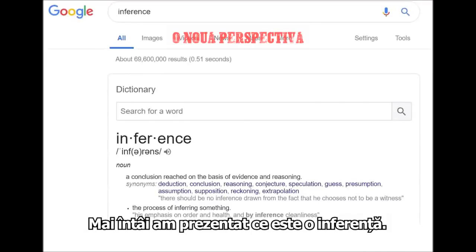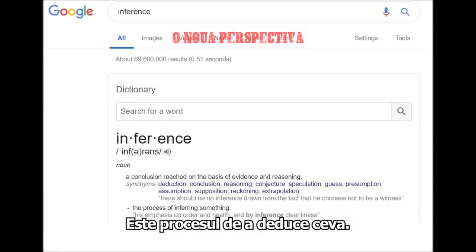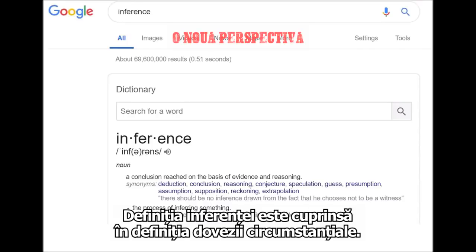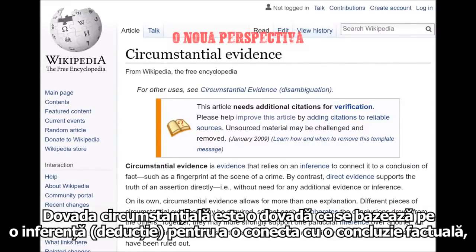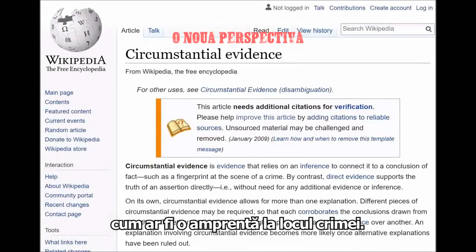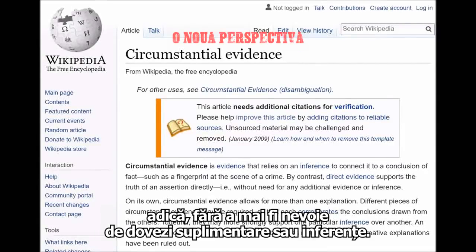Okay, so first I provided this definition of what an inference is: a conclusion reached on the basis of evidence and reasoning. The process of inferring something. Okay, so this idea of an inference is also contained in the definition of circumstantial evidence. Circumstantial evidence is evidence that relies on an inference to connect it to a conclusion of fact, such as a fingerprint at the scene of a crime. By contrast, direct evidence supports the truth of an assertion directly, i.e., without need for any additional evidence or inference.